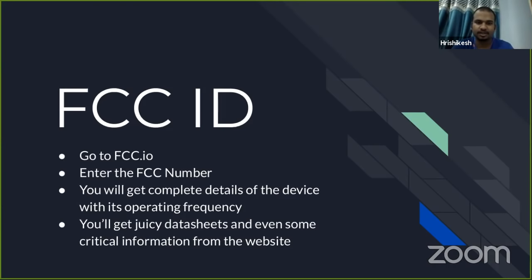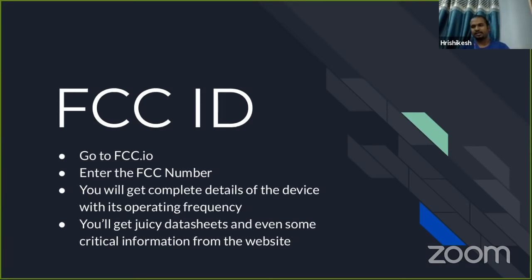Now, take the example that I have an iPhone. I just have my phone here beside me. Let me show you guys the FCC ID. I'm not sure if you can see. Can you see this? Okay, this is a mirror image. So you can basically go to fcc.io, enter the FCC number, and you will get the complete details of the device with the operating frequency.